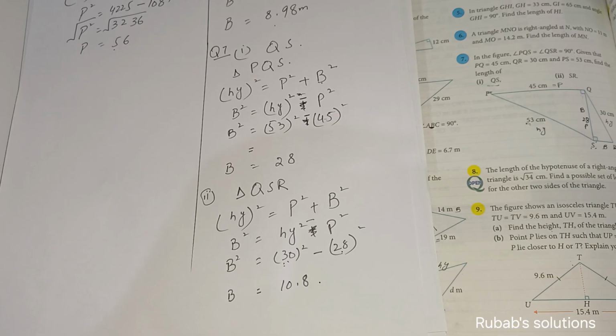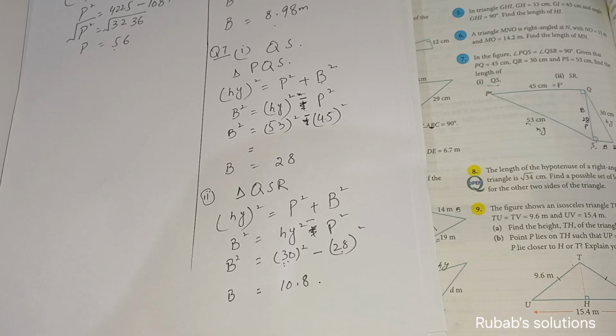Okay, base square. I have to take the square root, and after doing the subtraction and taking the square root, you will be left with the answer, that is 28. Clear? Now I will use this 28 and I will find the value of SR.